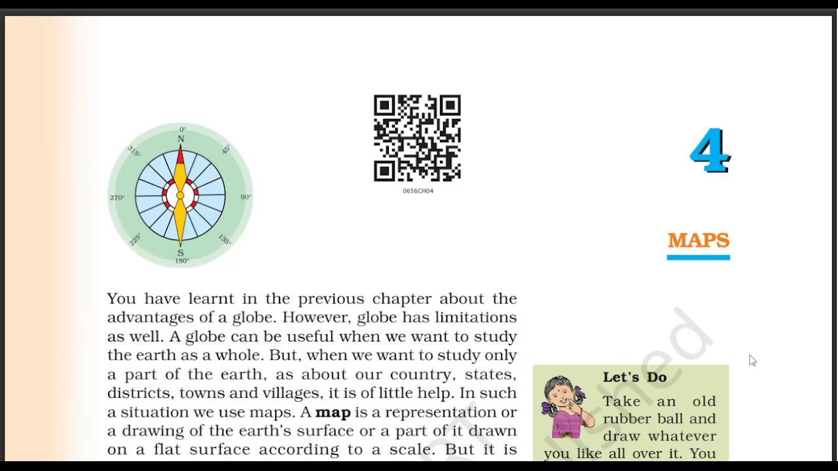This is geography chapter number 4, class 6, part 1. Let's start. You have learned in the previous chapter about the advantage of a globe. However, a globe has limitations as well.